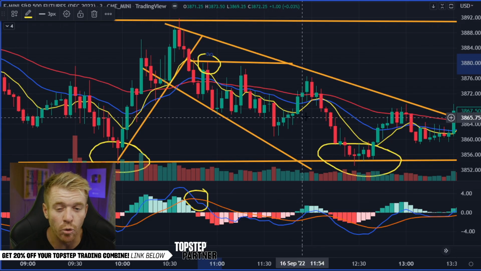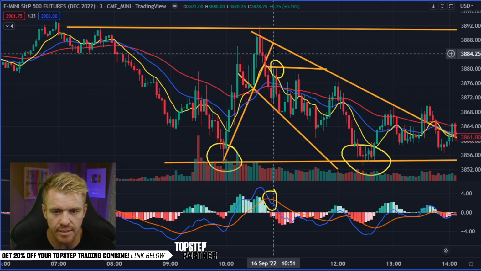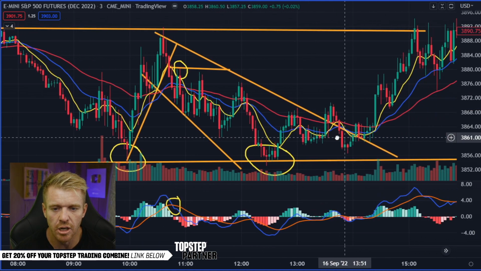Now, let's talk about the big move of the day. What was the real big move of the day? Having that double bottom, right? We can see we got that overall trend. We're trending lower. We're trending lower.